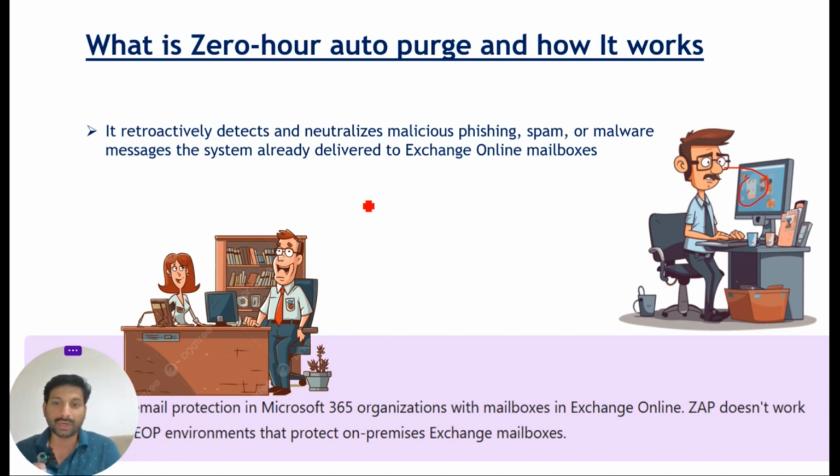For this reason, organizations should be careful about configuring messages to bypass filtering. For example, we may bypass certain mail from a particular domain or a particular person. So we have to be very careful when we configure that in our policies, because ZAP does not take precedence there.